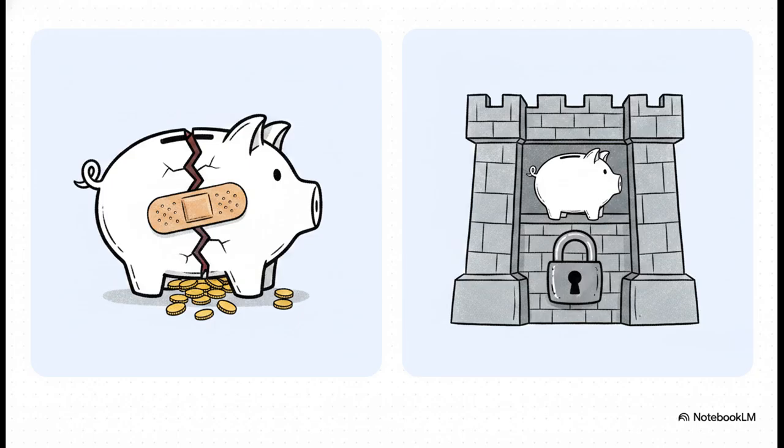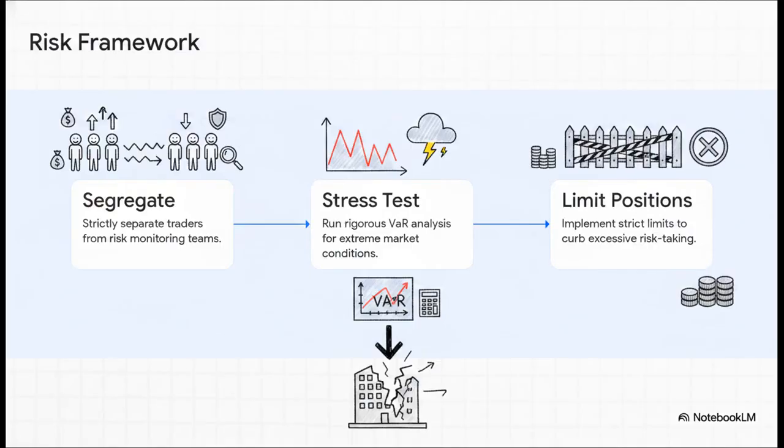But risk management? That's treating the disease itself. As our source notes suggest, the ultimate mitigation strategy across all these scenarios is a robust, systemic risk management framework that prevents your exposure from getting completely out of hand in the first place. So, what does that actually look like? Well, a proper framework requires a few key things.